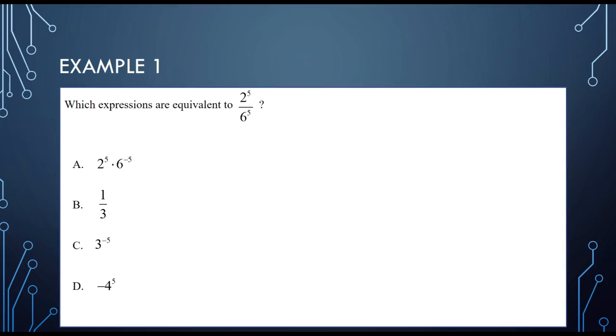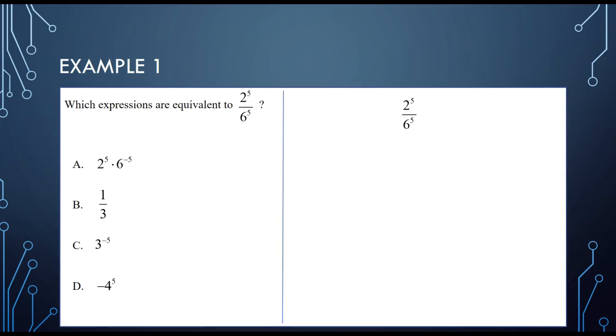In our first example, we would like to know which of these 4 expressions are equivalent to 2 to the 5th over 6 to the 5th. I think the best strategy would be to take a look at each one of these independently and then see if we can make a match. So let's take a look at our first example. So 2 to the 5th over 6 to the 5th.